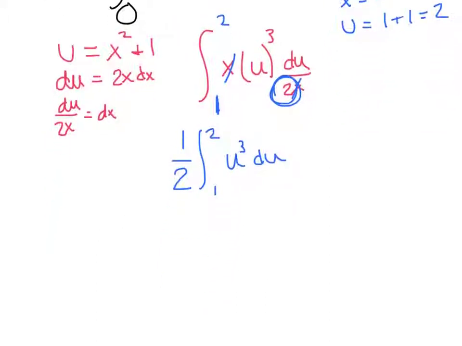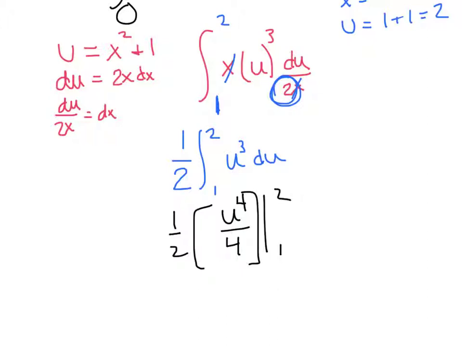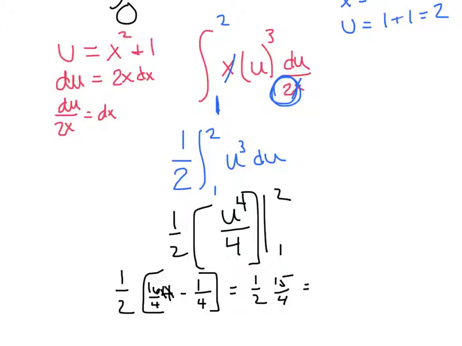All right, now the nice easy integrating part. I'm going to get u to the 4th over 4 from 1 to 2. I'm going to leave this 1/2 outside and mess around with that later. So I've got 1/2. 2 to the 4th is 16, over 4 is 4, minus 1 to the 4th over 4. And I'm going to call that 15 over 4. So I've got 1/2 times 15 over 4. I get a nice 15 over 8. Okay, and my goal is that you felt pretty good about that. Hopefully that's a nice review problem from yesterday.